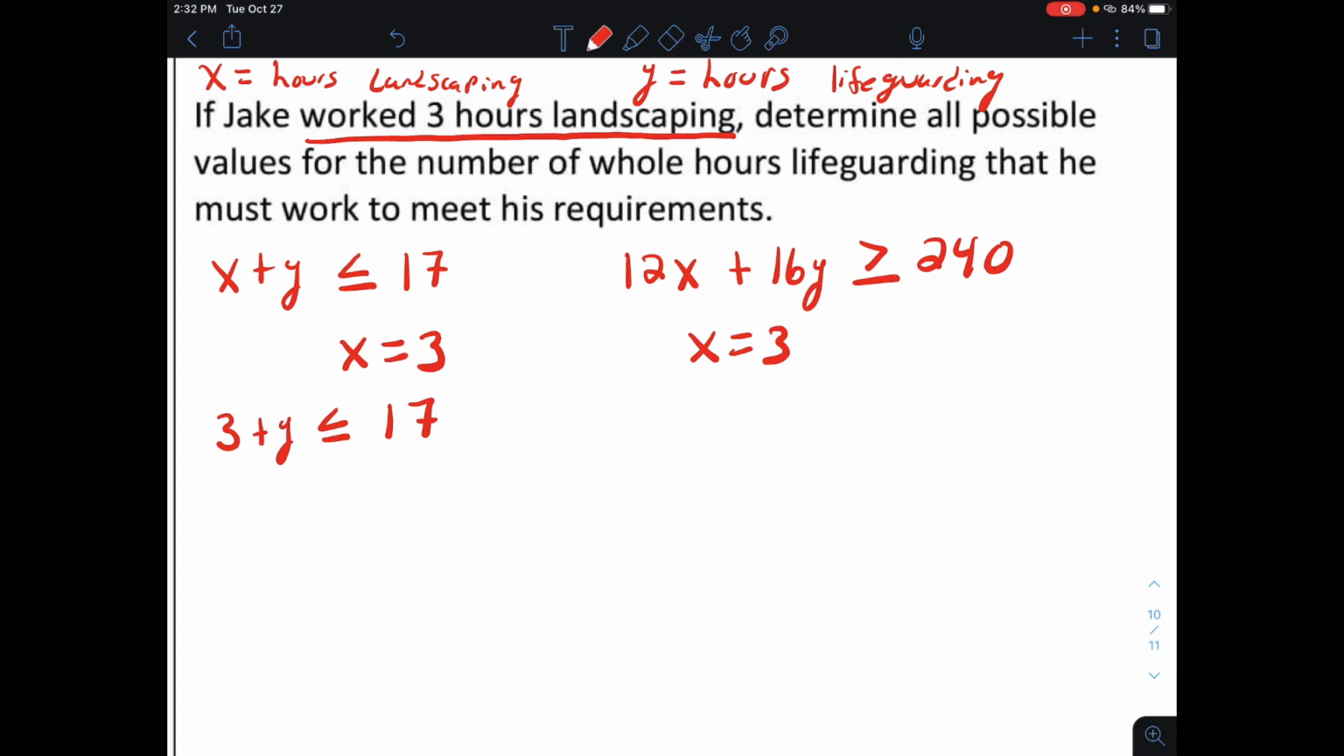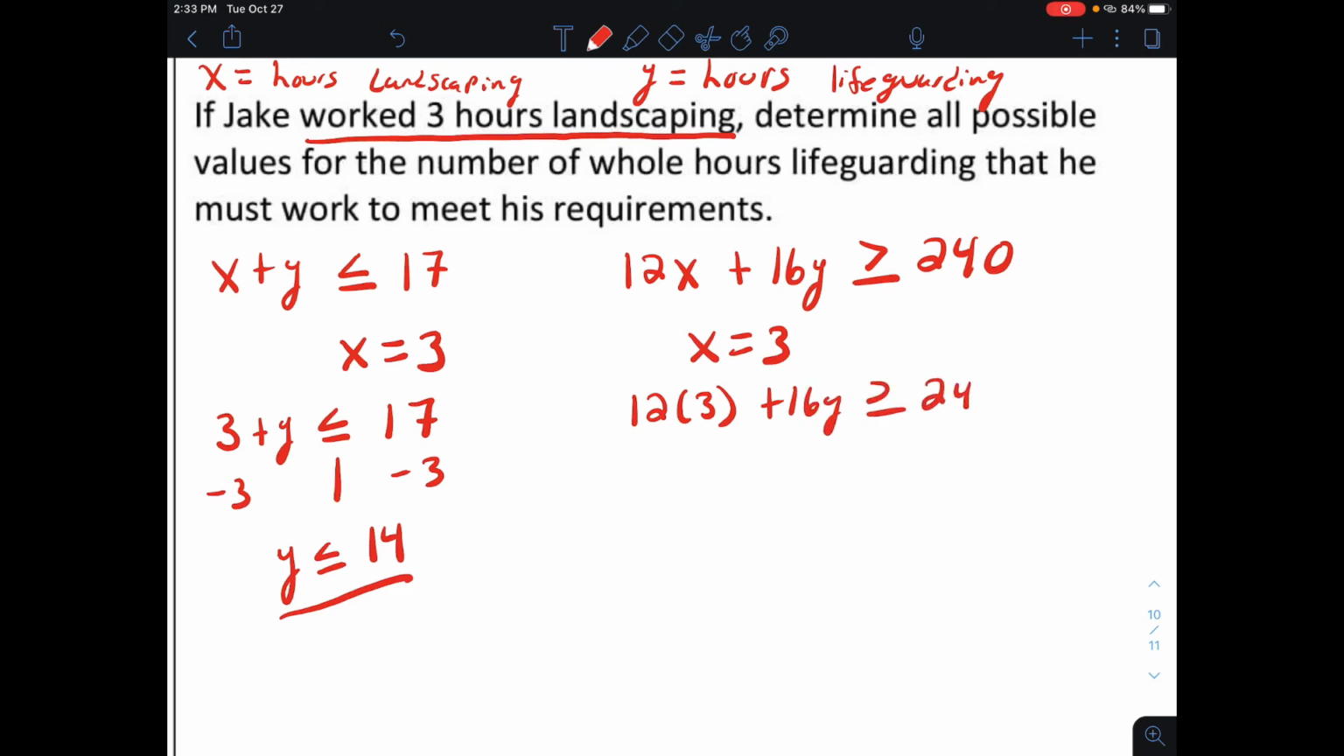So I'll start here on the left-hand side. We minus the 3 to the other side. We get y is less than or equal to 14. So there's one scenario. Now I do the same thing for my equation on the right. So 12 times 3 plus 16y is greater than or equal to 240. So 36 plus 16y is greater than or equal to 240. We're going to minus the 36 to the other side.